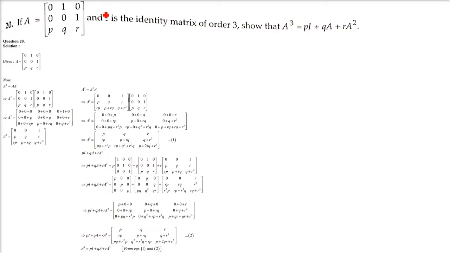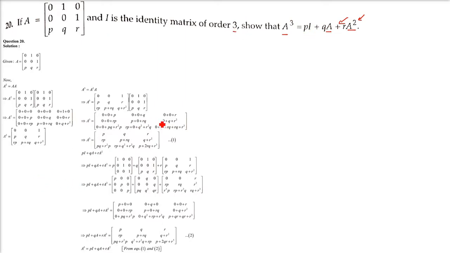Now, if A is equal to this matrix and I is the identity matrix of order 3, we have to show that A cube is equal to P into I plus Q into A plus R into A square. These kinds of questions come in the later parts also. So we have to find out A cube. I'll tell you what A cube is: we'll multiply A thrice, 3 times.